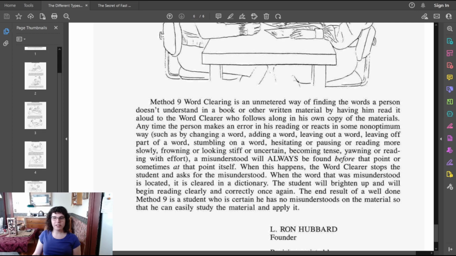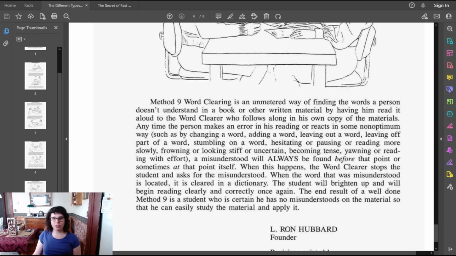Method 9. Method 9 word clearing is an unmetered way of finding the words a person doesn't understand in a book or other written materials by having him read it aloud to the word clearer, who follows along in his own copy of the materials. Anytime the person makes an error in his reading or reacts in some non-optimum way, such as by changing a word, adding a word, leaving a word out, leaving off part of a word, stumbling on a word, hesitating or pausing or reading more slowly, frowning or looking stiff or uncertain, becoming tense, yawning or reading with effort, a misunderstood will always be found before that point or sometimes at that point itself.